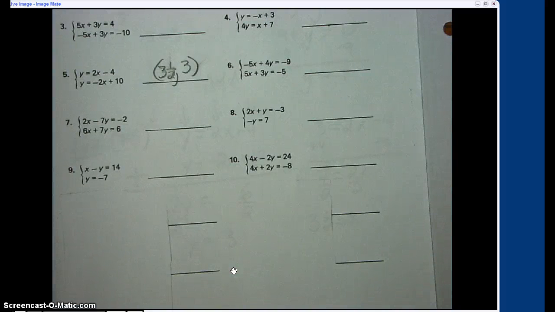Everybody cool? Okay. Go ahead and continue working on numbers 1 through 10. You already have 5 done. That is your homework. It is due on Wednesday for you guys, Tuesday for period 3.